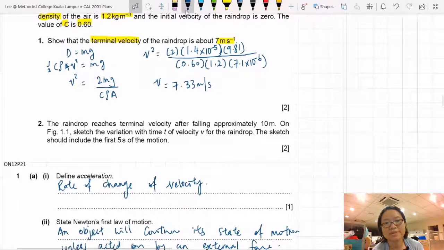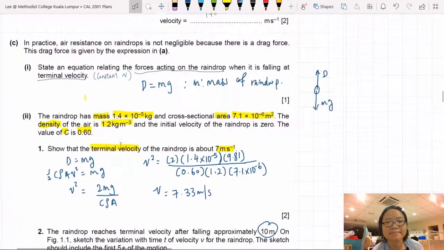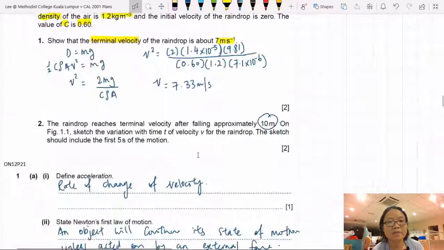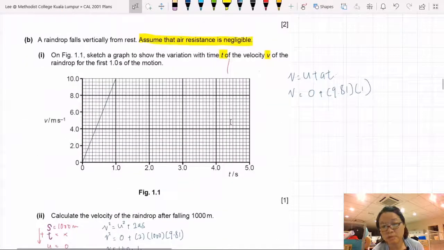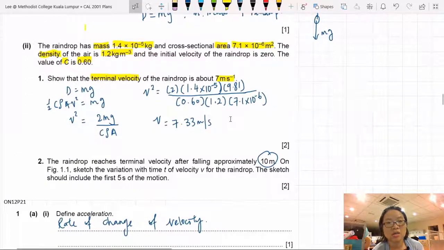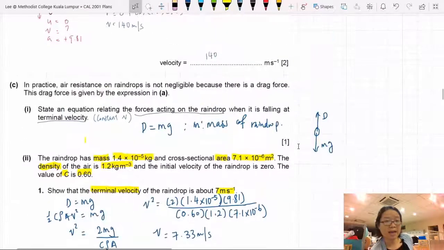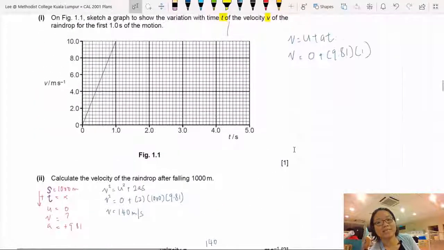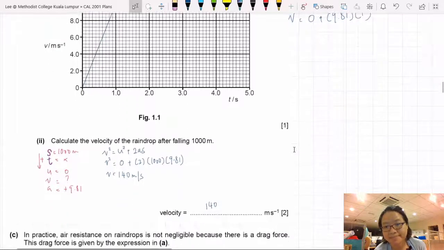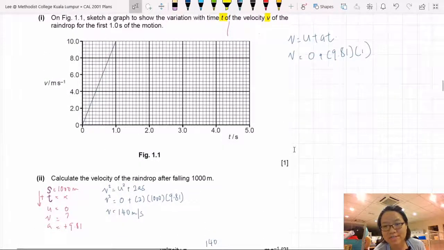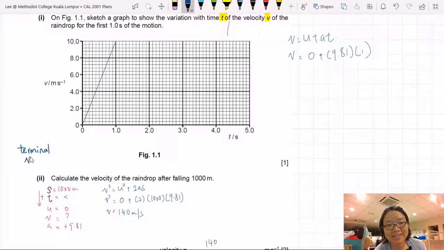So 7.33 meters per second. So it's about 7. So the raindrop reaches terminal velocity after falling about 10 meters. Now sketch the variation of v with t. So you expect the plateau to happen at 7, not 10. You cannot reach 10. Drag force doesn't allow you to reach 10. Too bad, raindrop. So I'm going to take 7, okay?